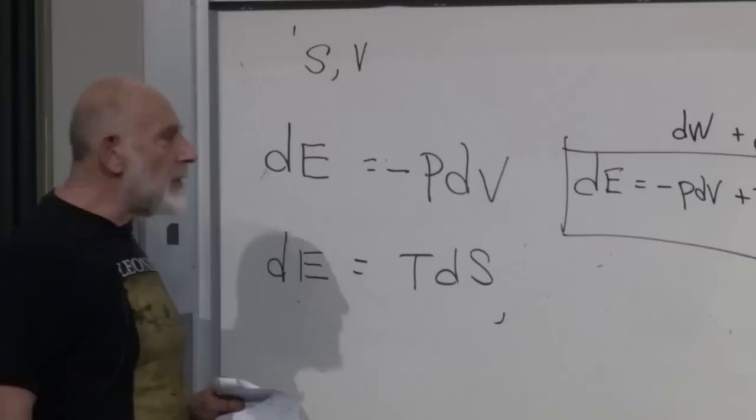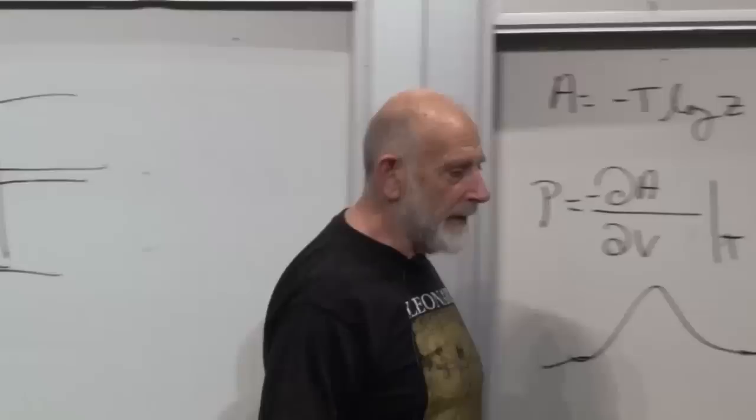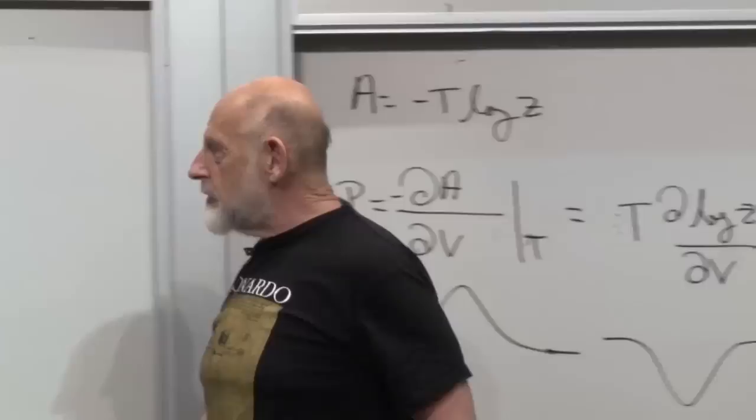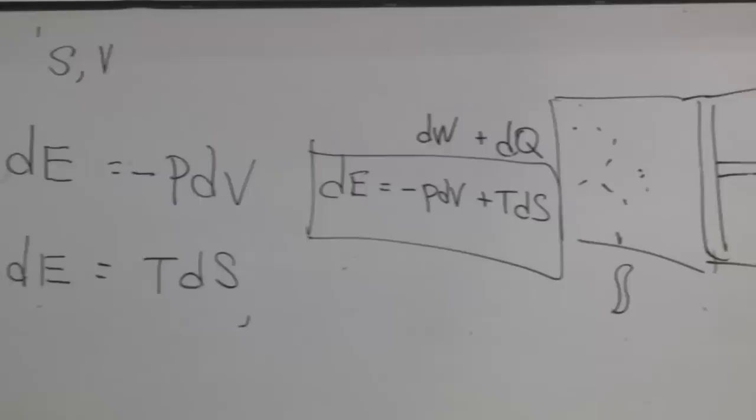The question is whether Q is really a function. Is dQ really an exact differential? Is there such a thing as the heat of a system? Now, the problem is, all right, if you know the volume and the entropy, you know everything about the system. Volume and entropy is thermodynamically enough to know everything. It tells you the temperature, it tells you the energy, it tells you everything.